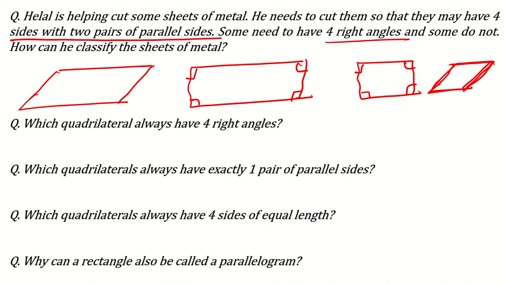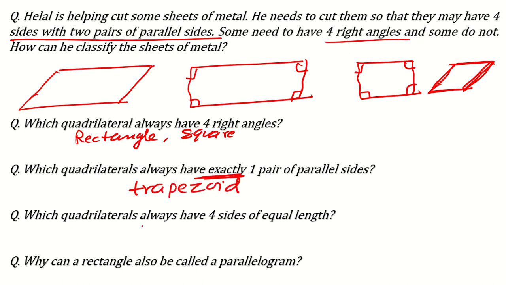Now, next is which quadrilateral always has four right angles? So, it can be a rectangle or it can be a square. Okay, as I have told you before, which quadrilateral always has exactly one pair of parallel sides? Exactly means only one pair of parallel sides. So, that will be a trapezoid. Next, which quadrilateral always has four sides of equal length? Four sides of equal length means it can be a square or it can be a rhombus also.